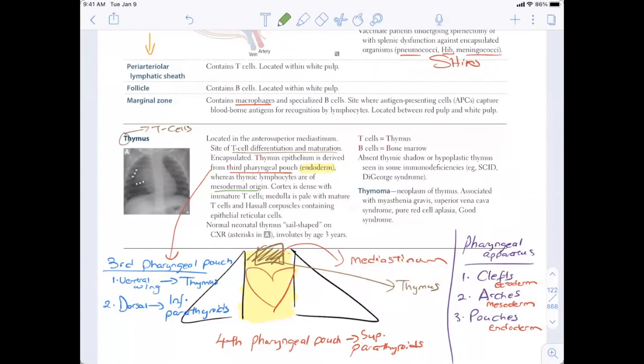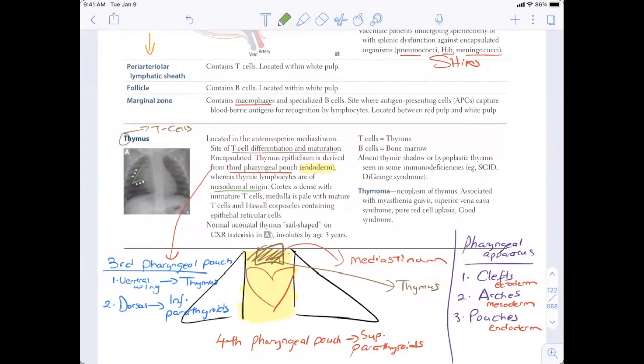The cortex is where we're going to have the T cells, and the medulla is going to have what's it called? Your cortex is going to have your immature T cells, because you always start from the outside and go inside. So immature on the outside, and then you drain to the center before you leave, and you get your mature T cells in the center. And in terms of shape, your thymus typically has a shape like a sail, so it's usually described as a sail sign on chest X-ray.